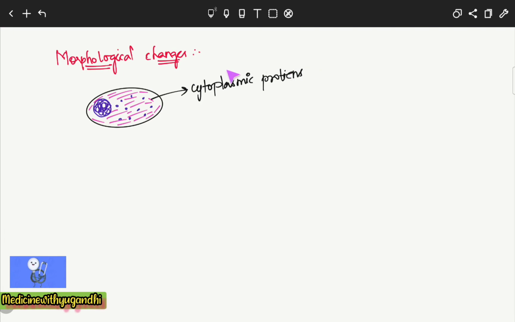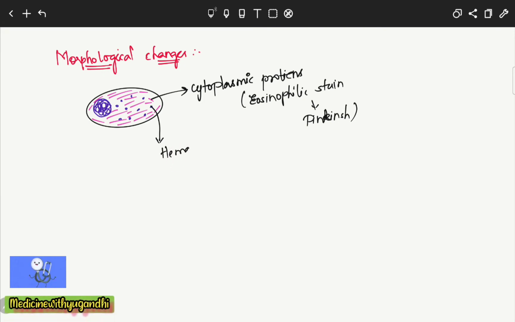The cytoplasmic proteins in the cytoplasm take eosinophilic stain, and thus the cytoplasm appears slightly pinkish. And the ribosomes in the cytoplasm take hematoxylin stain, and that's why they appear somewhat blue in color.